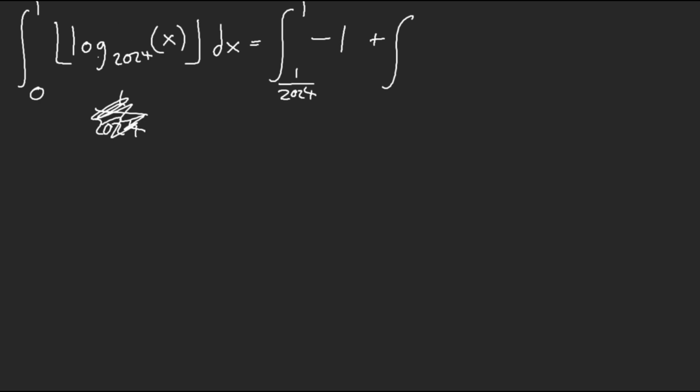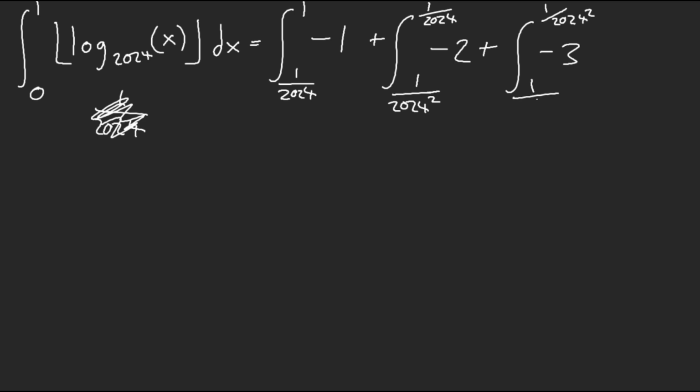Okay. Alright. And then, if I want this to be negative 2, we know this is going to be 1 over 2024. If I want this to be negative 2, I need 1 over 2024 squared. And then if I want this to be negative 3, I want this to be 1 over 2024 cubed. And then it keeps on going because we can never reach 0. Alright. Constructive summing. Okay? Very useful.